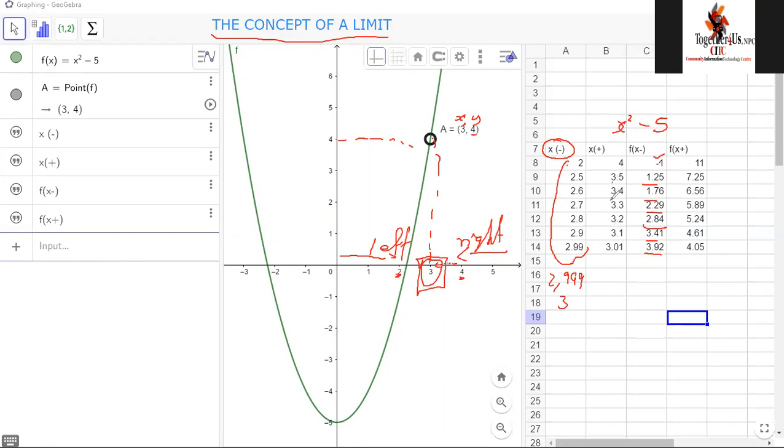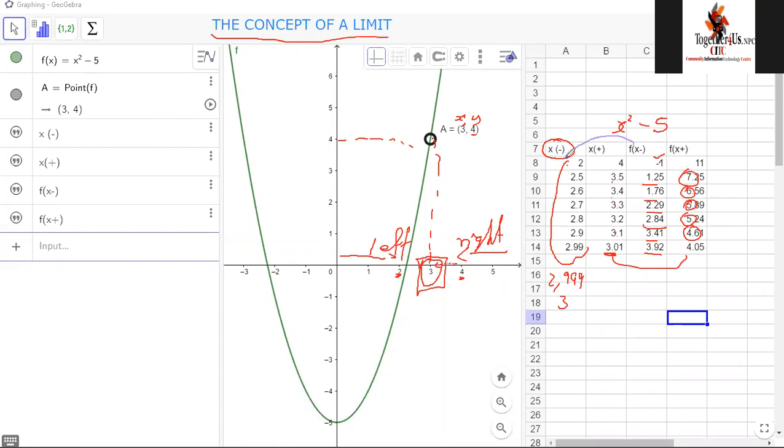We can see 3.5, 3.4, 3.3, 3.2, 3.1, 3.01, okay? So we can see that even from the right, there is a similar value that f of x is approaching. We started with 7, 6, 5, basically 5 there, then 4. And then when we get very close here, these ones correspond with these ones.